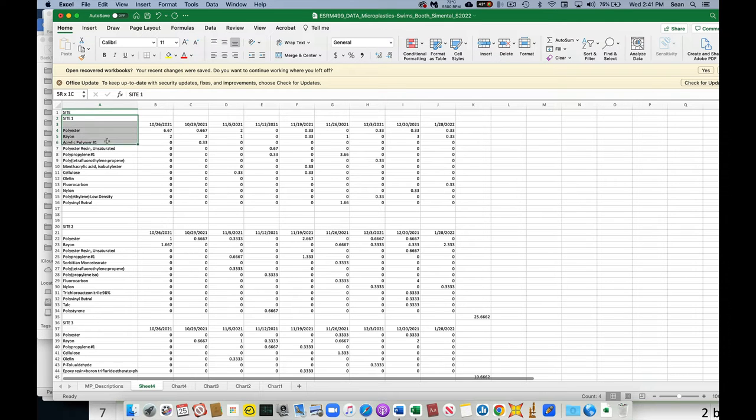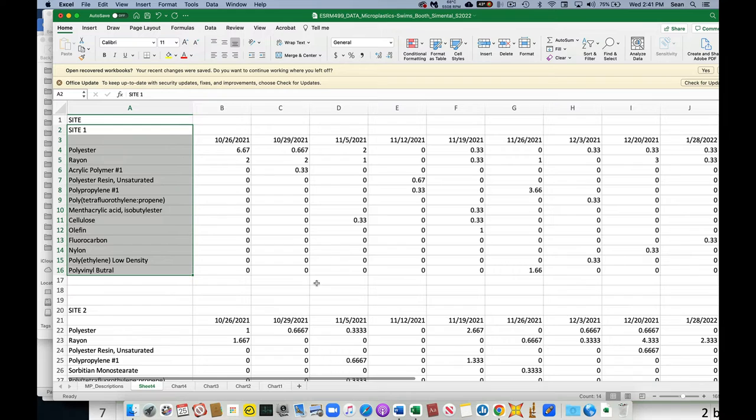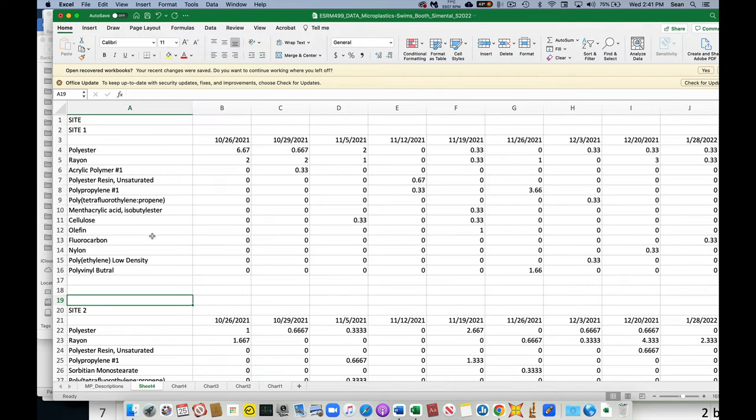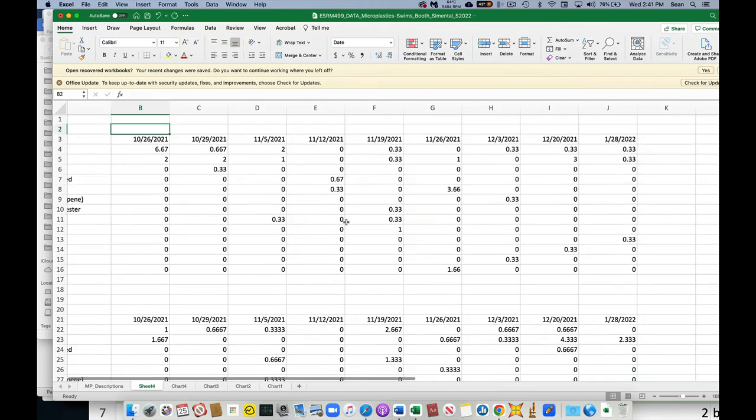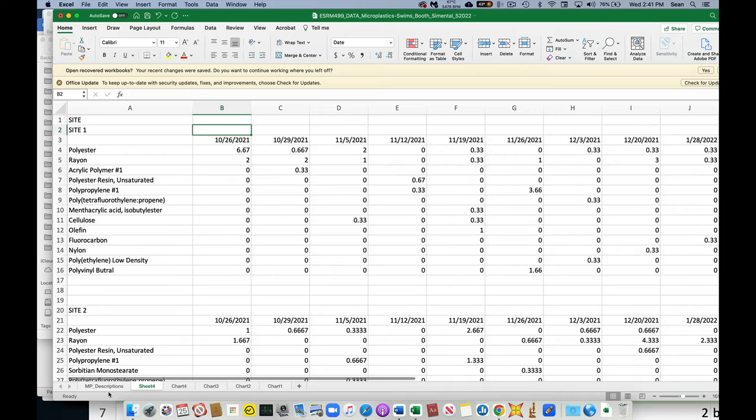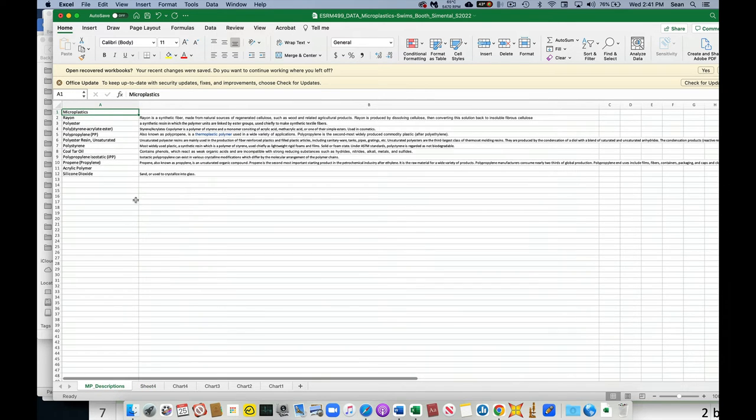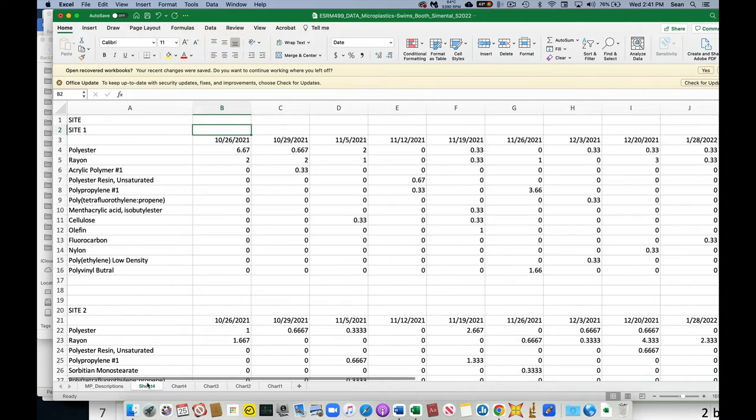So this says site one. And so presumably this is all three of your sub-sites merged together. So I guess that would be out of 3 liters here. But then in some cases it's 6.67 and in some it says two. This says 0.33. So I'm unclear what this is representing. And there's no legend here. There's no descriptor here. It just says what these different substances are. So there's no explanation. Is anybody picking up this file? I can't even figure it out.